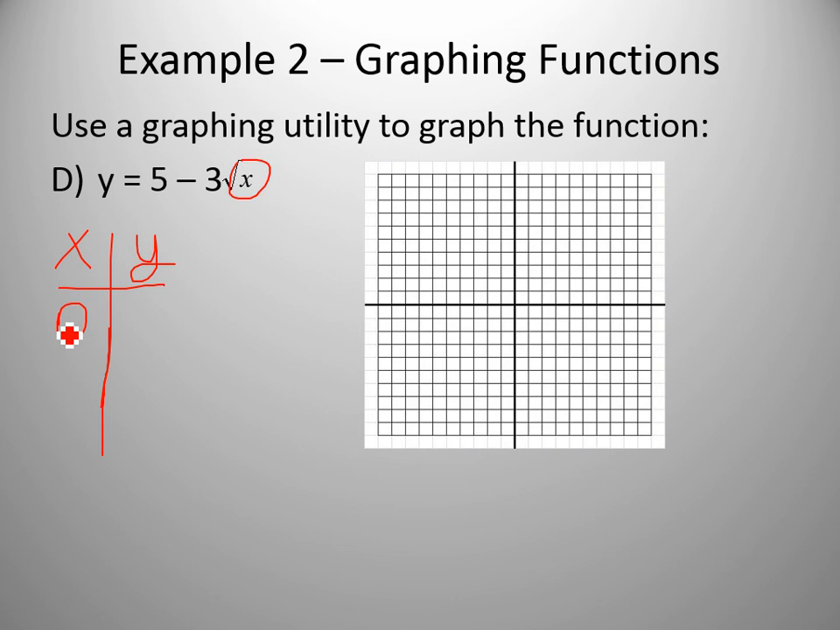So I want to start with just some positives. So I'm just going to start with 0 first. So I got this, 5 minus 3 times the square root of 0, which is just 5. So one point here is going to be 0, 5. 1, 2, 3, 4, 5 is going to be right about here.